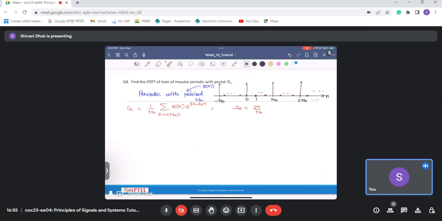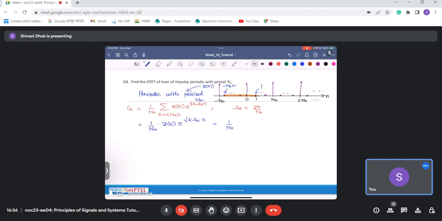Now suppose I consider this interval. So how does this interval look? Basically this point here is minus n naught plus 1 and this point here is 1. If I consider the interval from minus n naught plus 1 to 1, in this entire interval, only at n equal to 0 I am having 1, and all other values are 0. So this I can write as 1 by n naught multiplied by x of 0 into e power minus j k omega naught into 0, and x of 0 is equal to 1, so this will be equal to 1 over n naught.